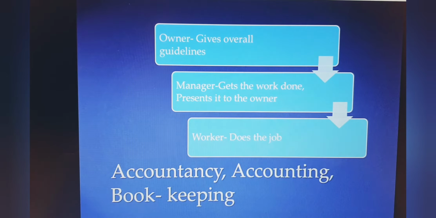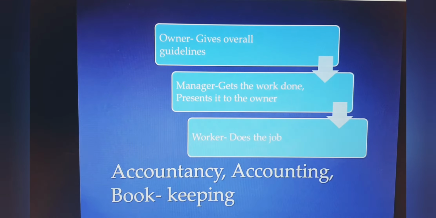Now, accountancy. If you see the flow chart here, I've made it a three-step flow chart where the first one is owner, second manager and third worker. So how does this come? The hierarchy comes from top to bottom. You all understand the owner, of course, is the boss. The manager is again an employee, but in a better position than the worker because he has to get the work done. Correct? What does the owner do?